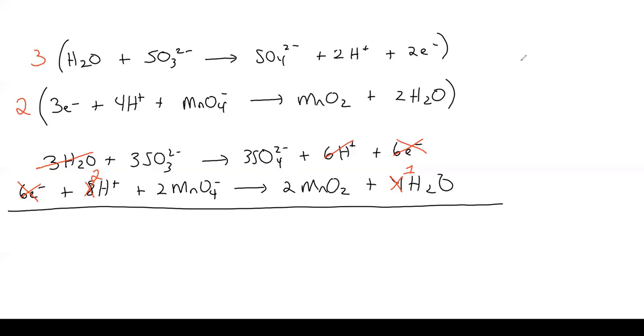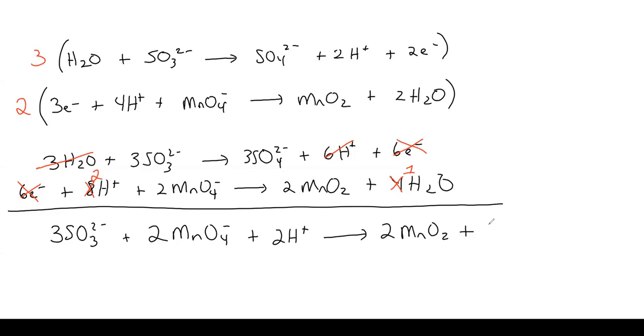So now let's go ahead and write our final reaction out. We're going to end up with 3 sulfite and 2 permanganate. And don't forget our 2 H+. And we're going to end up with 2 manganese dioxide and a water. So now we have balanced the redox reaction in acidic solution, and we have canceled out all of our electrons. And so this is our final reaction. And actually, though, I forgot one more thing. So that's why you should always check yourself. Okay. So now we have all of our products. And so now we have our final reaction.